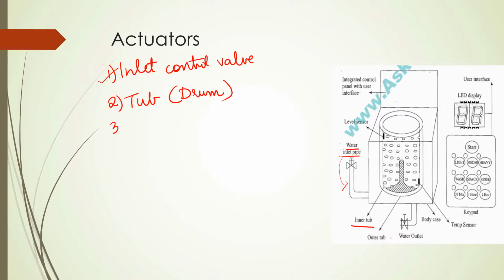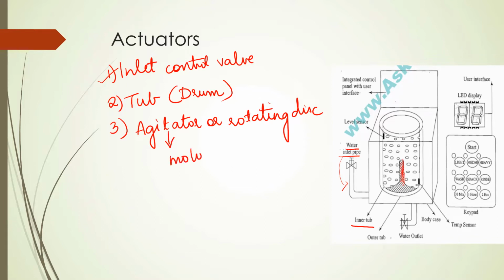Okay, the third actuator is your agitator. Your agitator is also called the rotating disc, and you can see this in the picture. Which is your agitator? The center part which is present here is called the agitator. So this is also called the rotating disc. What is the function of your agitator? This agitator is connected to a motor, so you call it the motorized agitator.